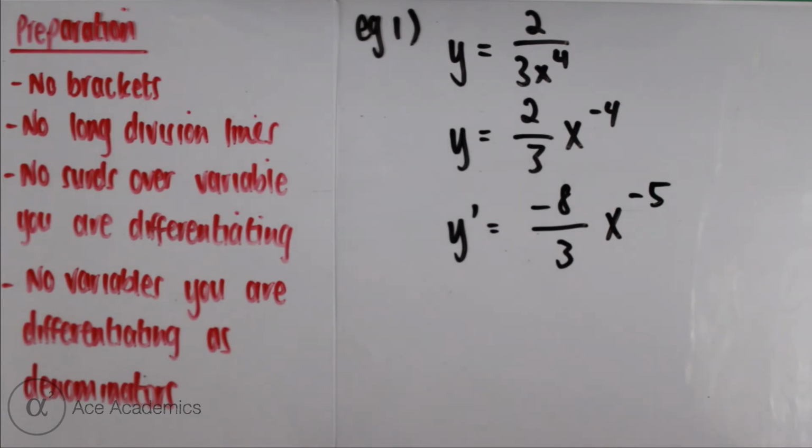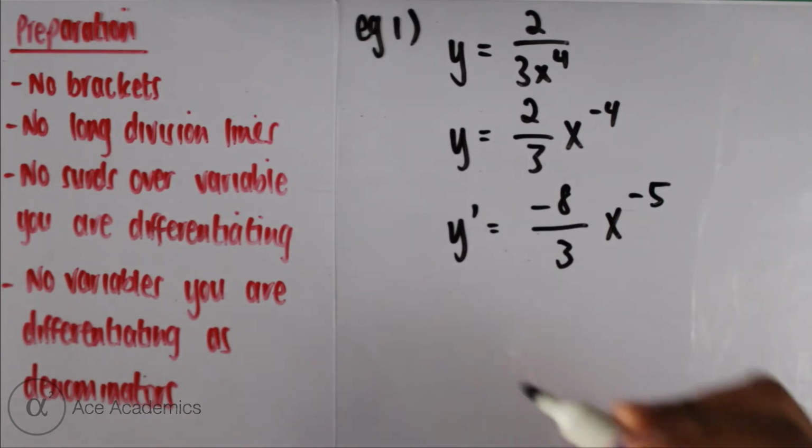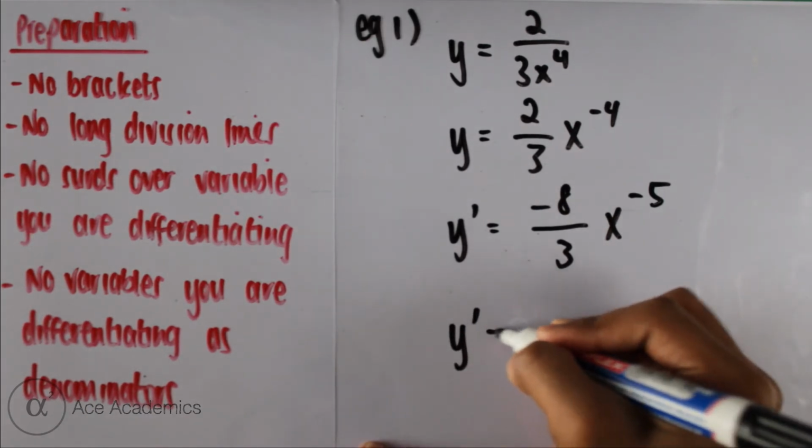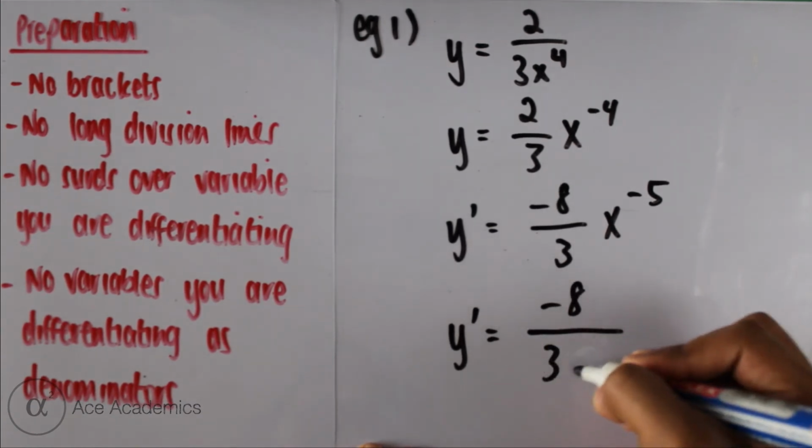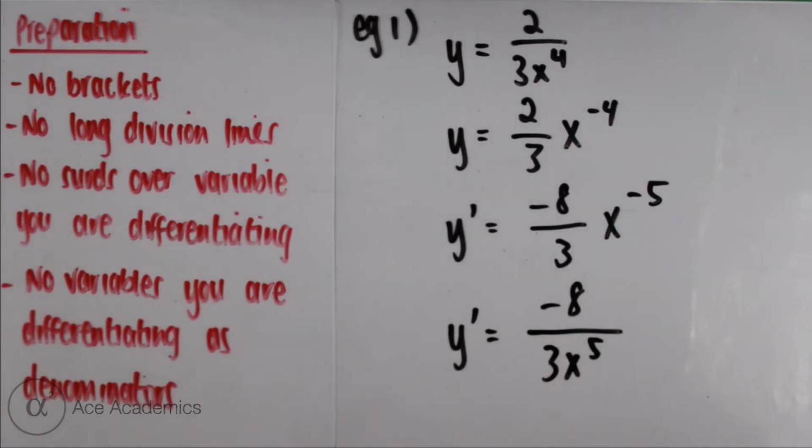Now our derivative is complete, but we can neaten it up a bit by making our exponent positive. So this simplifies to y prime is equal to minus 8 divided by 3x to the power 5. And our derivative is complete.